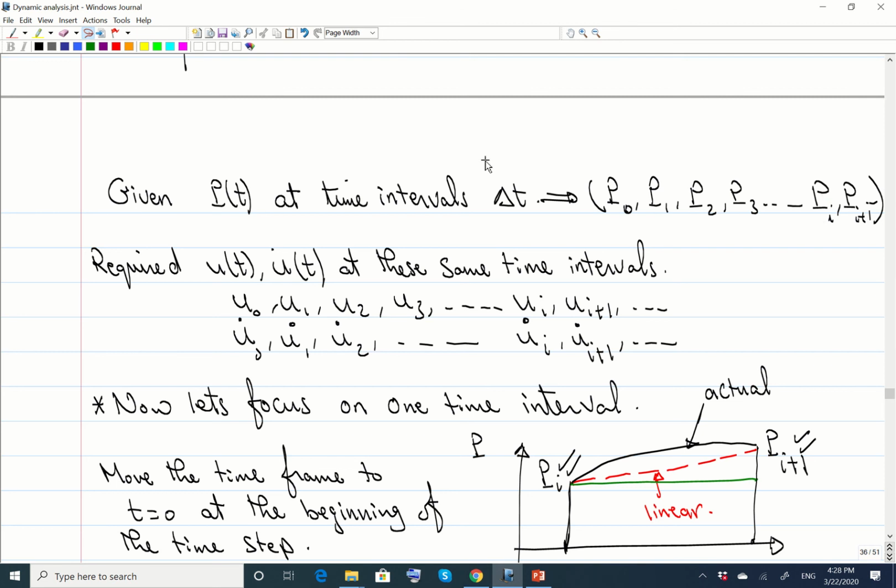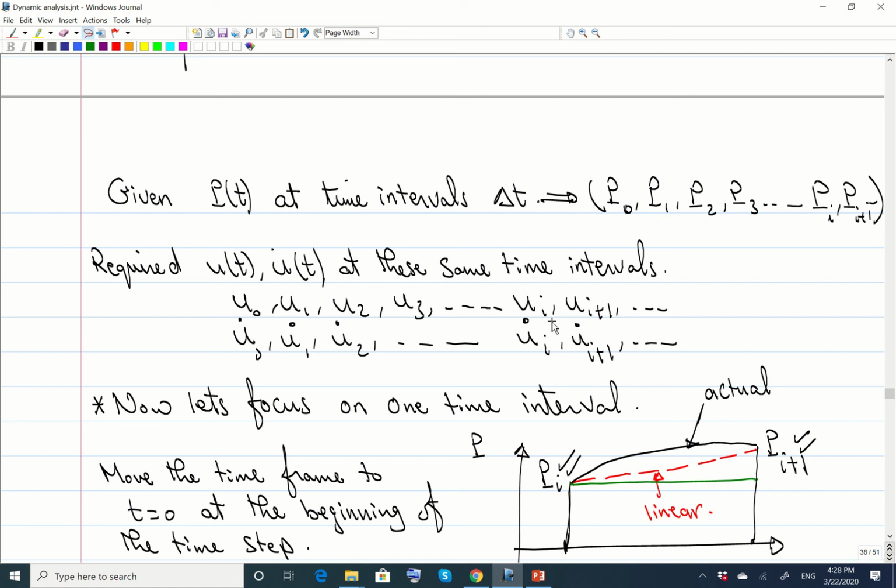What are we looking for? We're looking for u node, u1, u2, u3, ui. You're looking for ui at all of those sampling points, and you're looking for ui dot, the velocity at those sampling points.